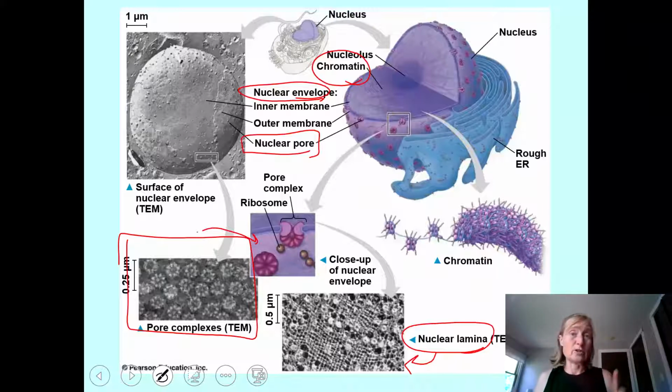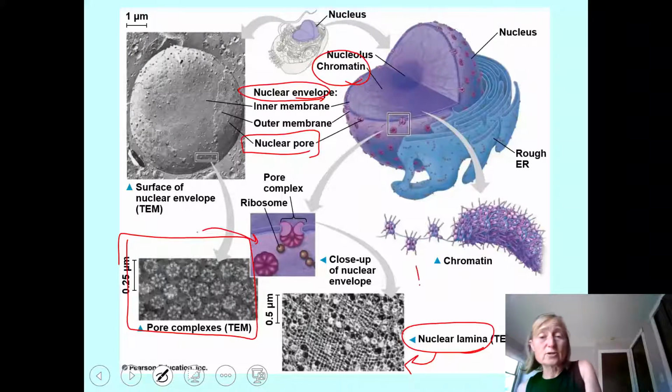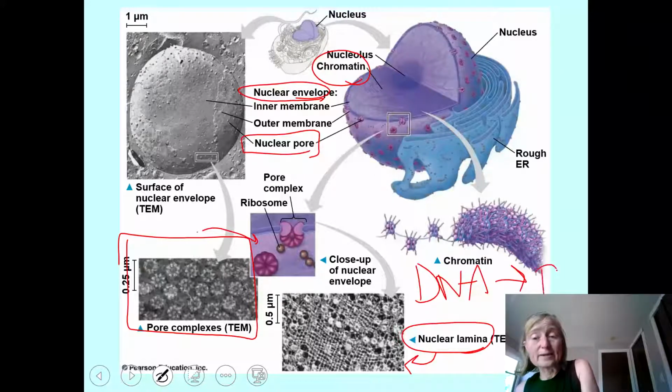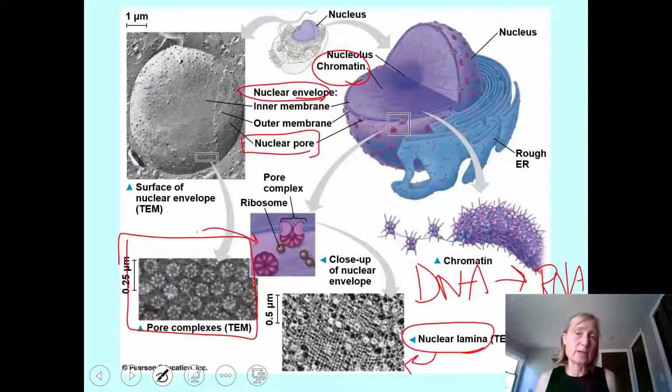So we've got the important genetic material, but the genetic material is in fact copied. Pieces of the genetic material are copied in the nucleus to make RNA, another nucleic acid. So the DNA, or pieces of it, are copied into RNA molecules, and that happens inside the nucleus.